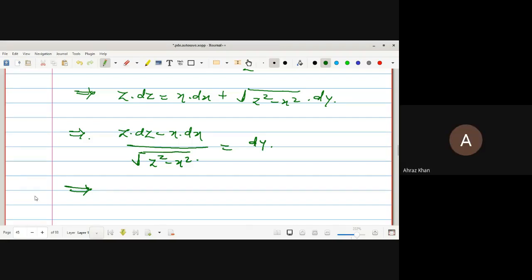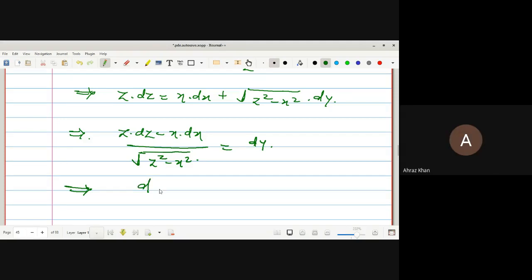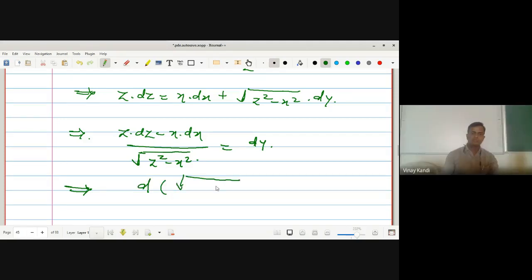Sir, root x. Root of z square minus x square, no? Yes, sir. So this is the derivative of root, or only, wait a minute. So this is the root of, and this is the derivative of z square minus x square, which is equal to dy. Is it correct? I will have the derivative.